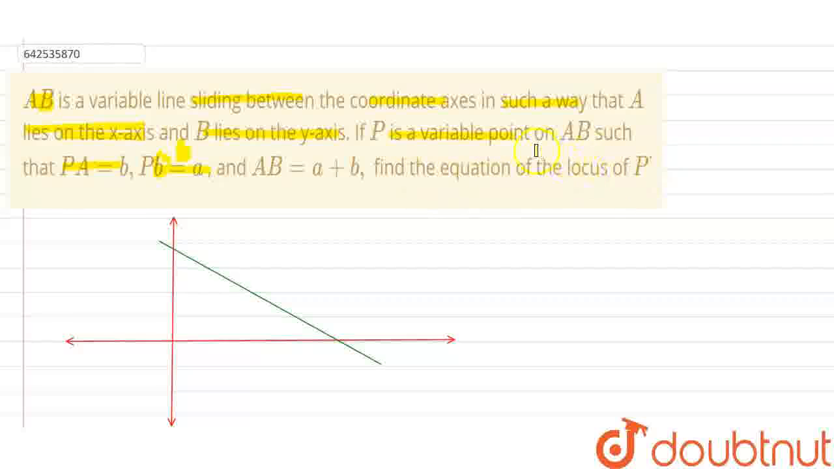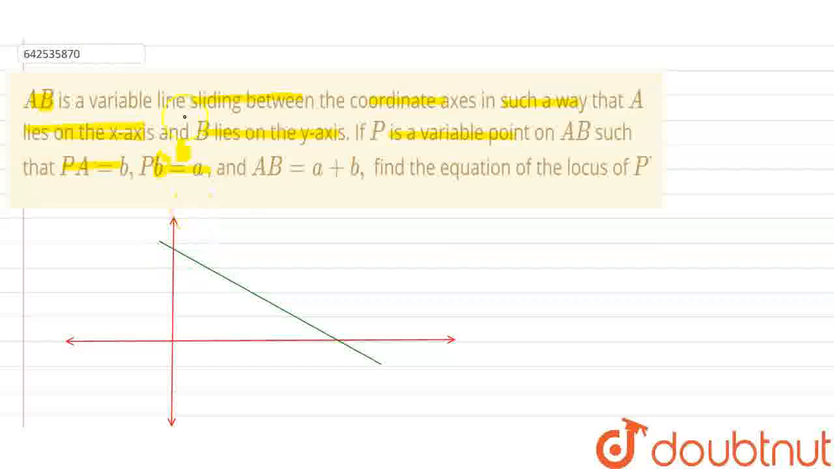So first of all, what is a locus? Locus is a curve or other shape which is made by all the points that satisfy a particular equation, right? So let us start with the solution of this question.